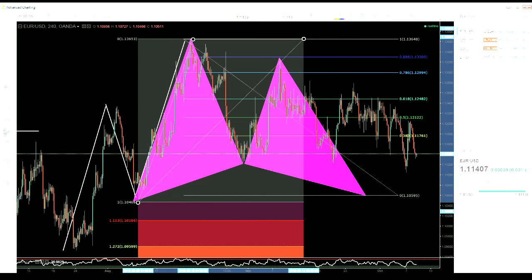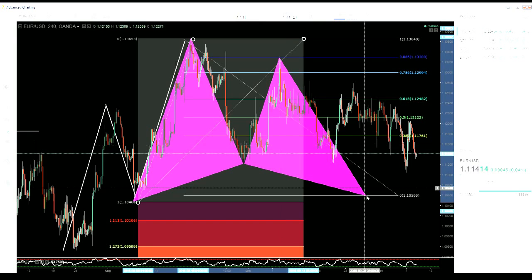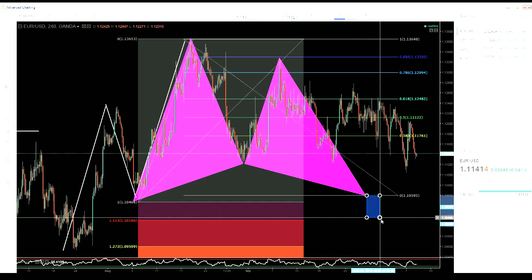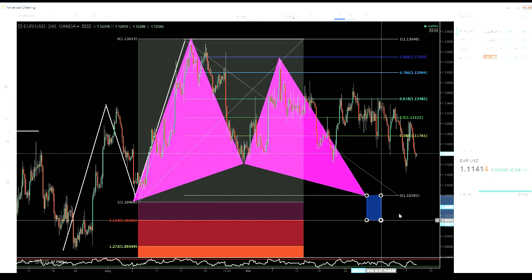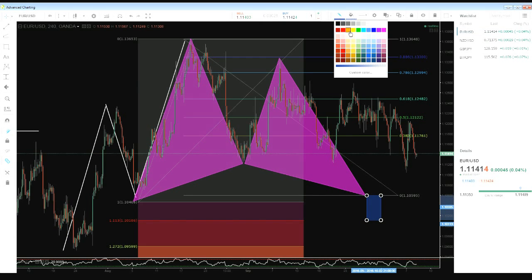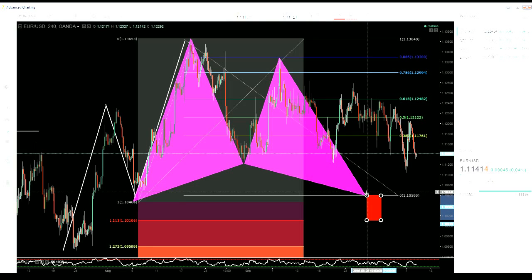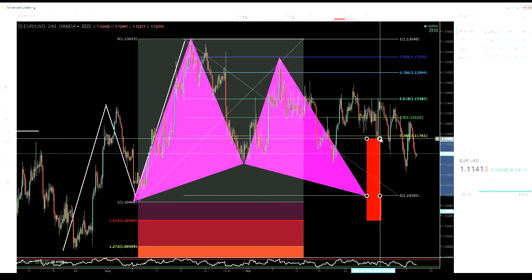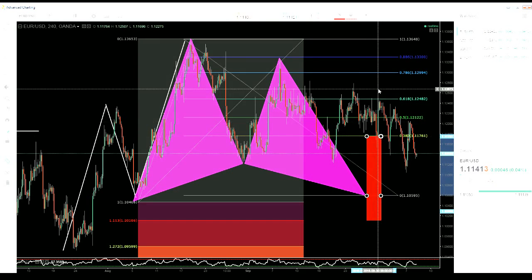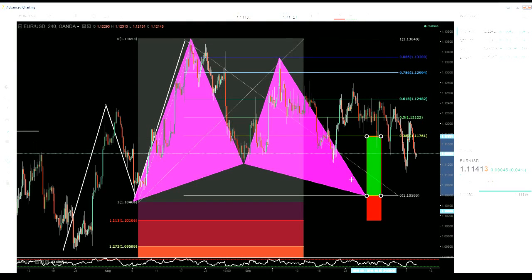So you could have something setting up like this. Let me see if I can use these fancy drawing tools here. You could do something like this. Color that red, okay, for your risk. And then for your target 1 would be like this. And then target 2 would look like this.